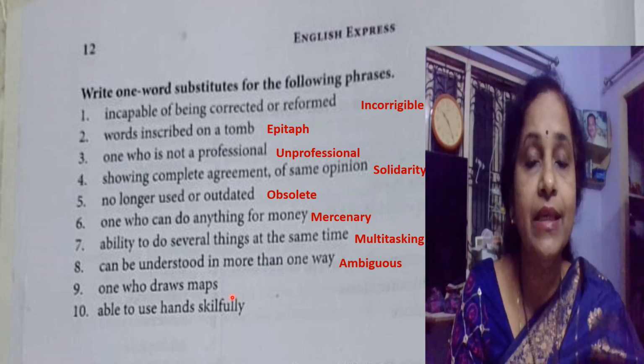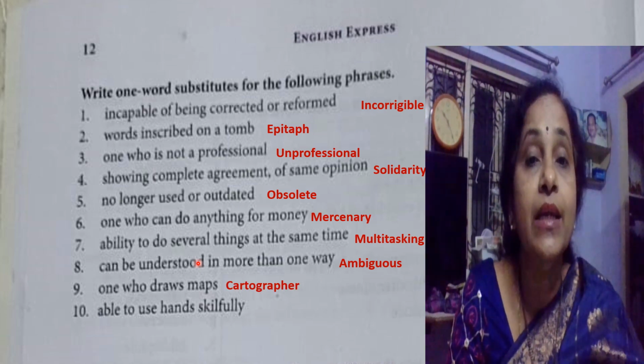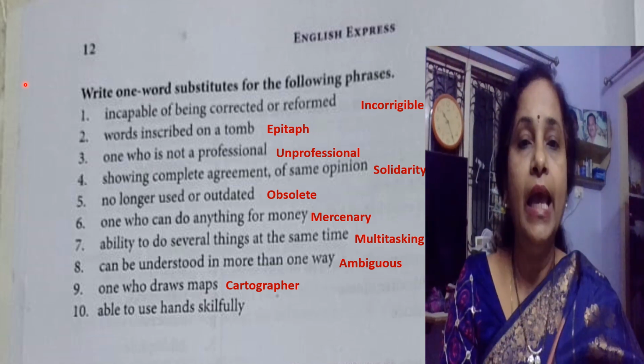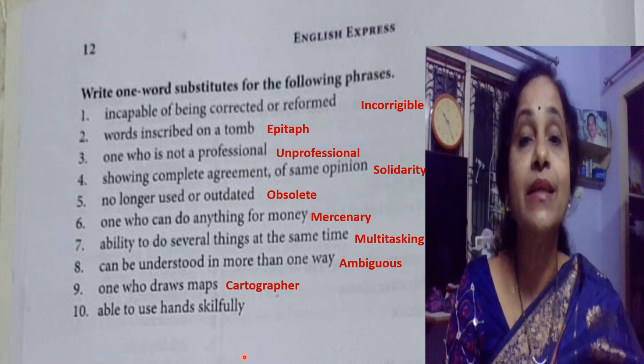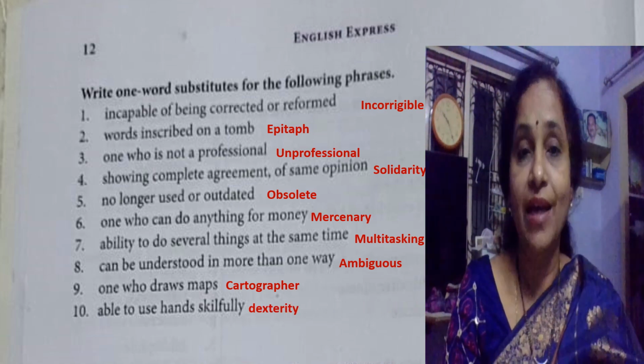And the next phrase is one who can draw maps. And the answer is cartographer. That is the word, cartographer. And the last phrase is able to use hands skillfully. And the answer is dexterity. That is the answer, students.